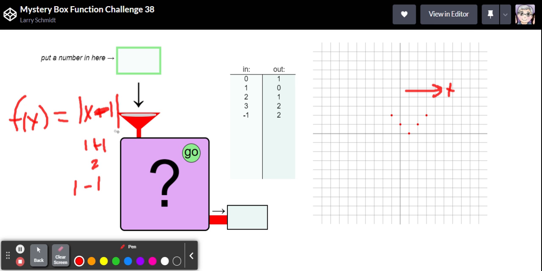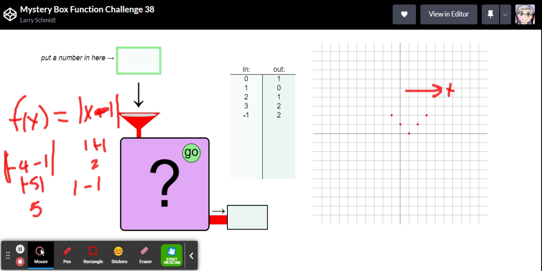Let's maybe try one more point. Let's put in, let's say, a -4. So if I did -4 minus 1, absolute value. So -4 minus 1 is a -5, and the absolute value of a -5 is a 5. So if I put in -4, I should get 5 out of here. So let's try that. So -4 gives me a 5. All right, I'm pretty confident that we've got this.